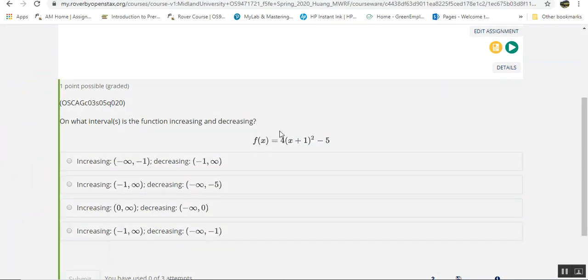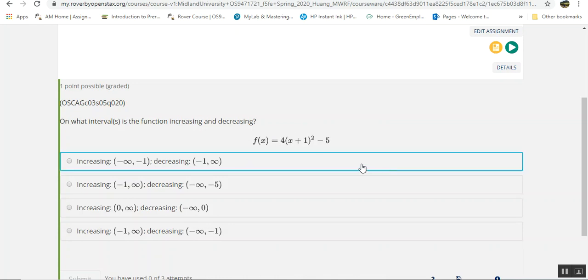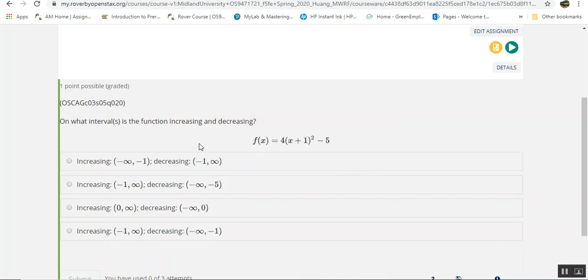By the way, at the end, I suggest you use Desmos to graph this function and verify that it is correct.